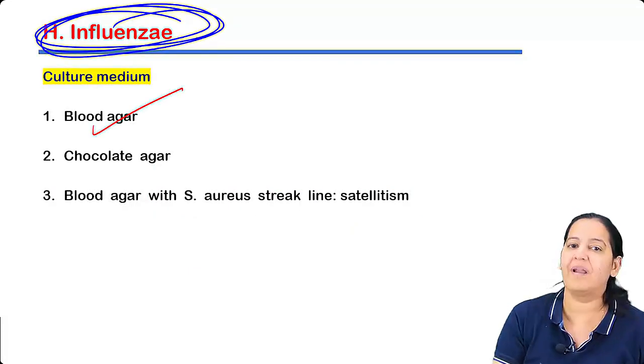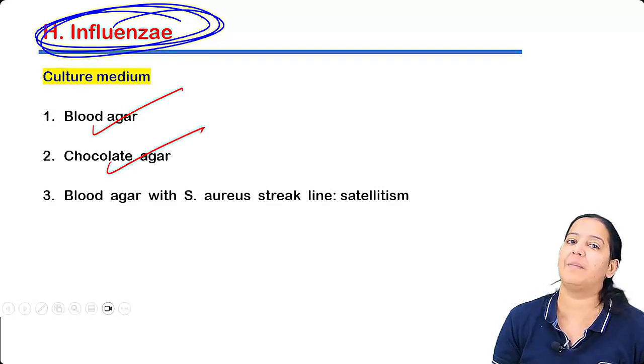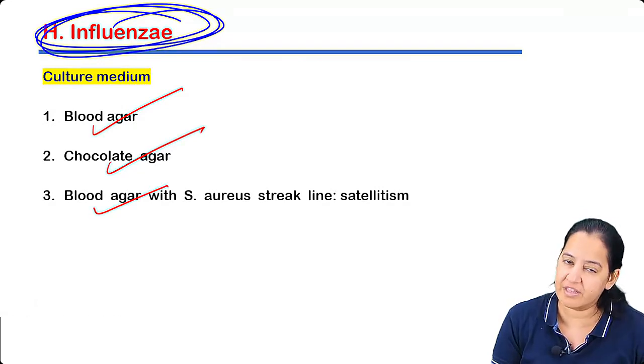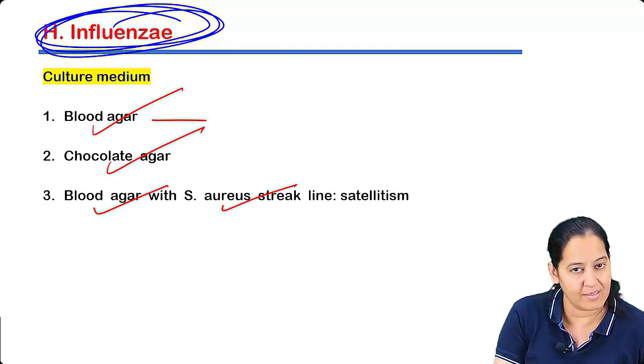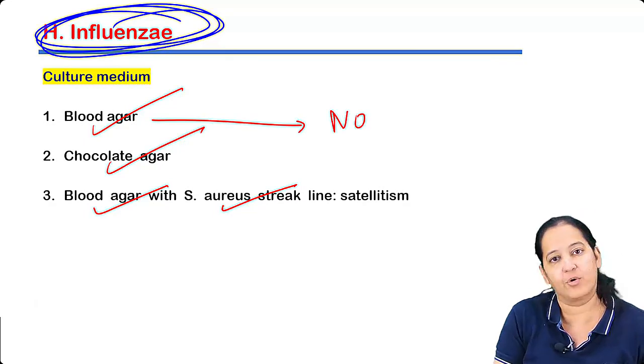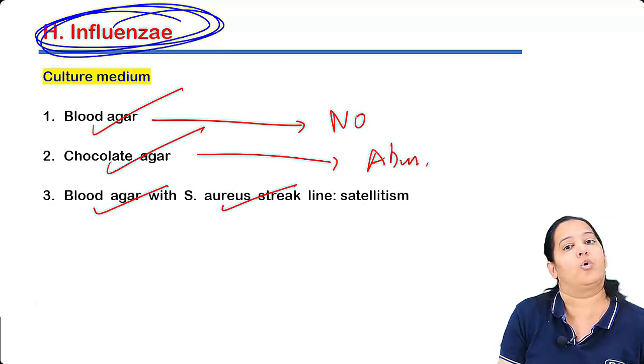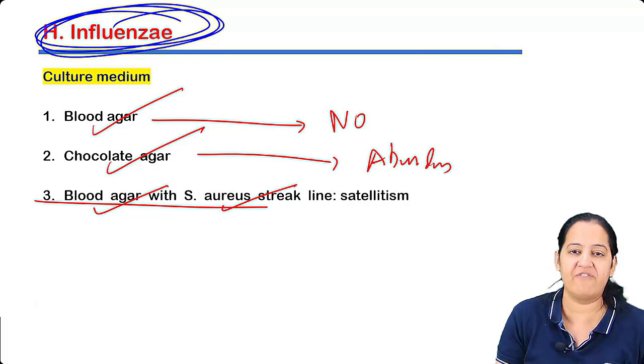So what happened on blood agar, you tell me? What happened on chocolate agar? And what happened on blood agar with a Staph aureus streak? You write down the answer. Blood agar: no growth or scanty growth. Chocolate agar: abundant growth. And blood agar with Staph aureus: it is satellitism.